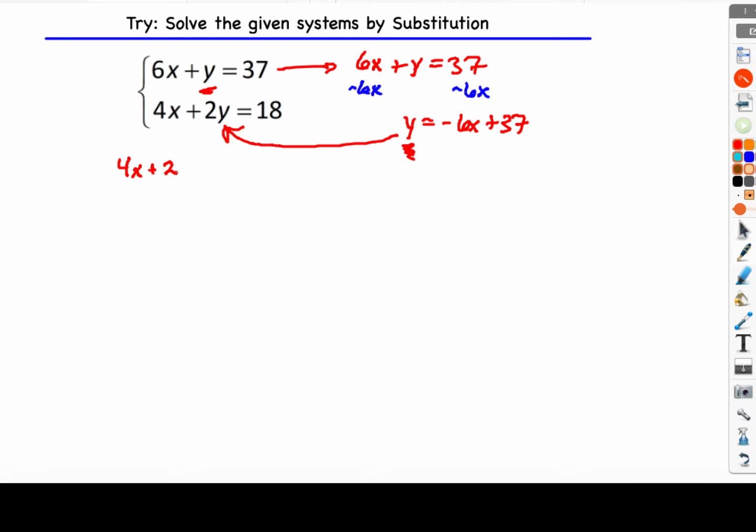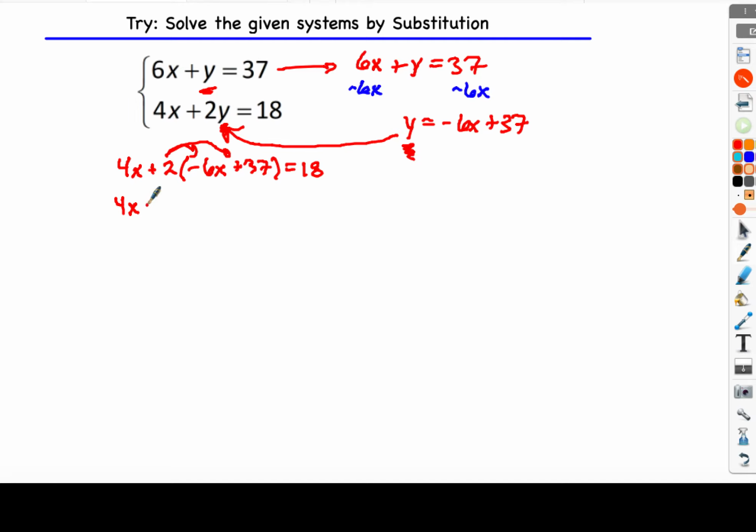4x plus 2 times y, then, remember, y was negative 6x plus 37, that's what we just figured out, is still equal to 18. So it's my second equation, only removing the y and inserting what I know y is equal to. Then we do a little distributing. 4x, I'm going to distribute that 2 into the parentheses.